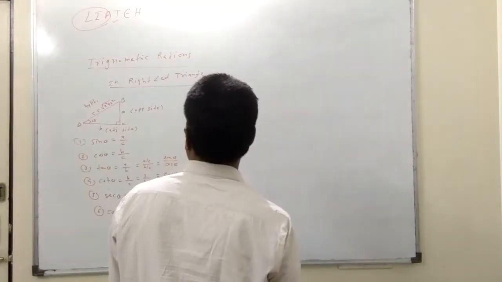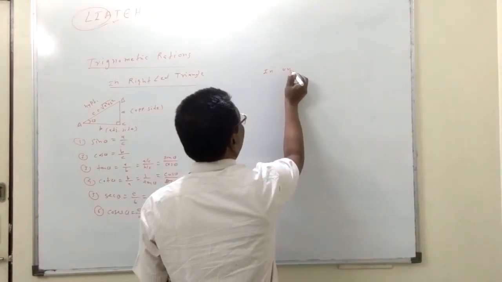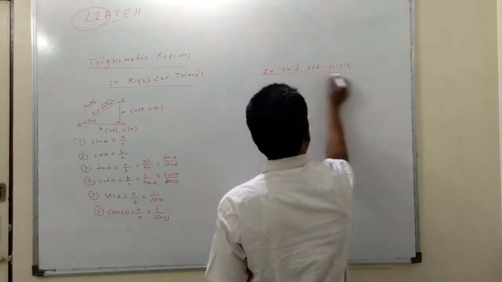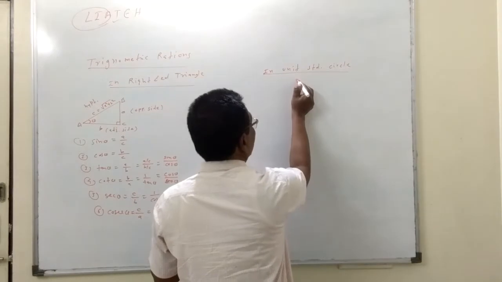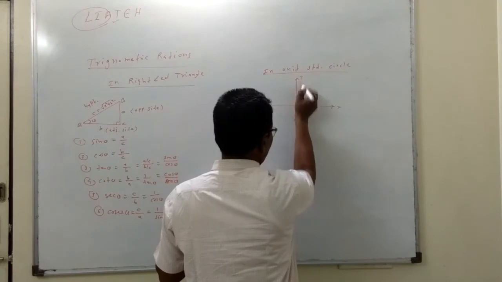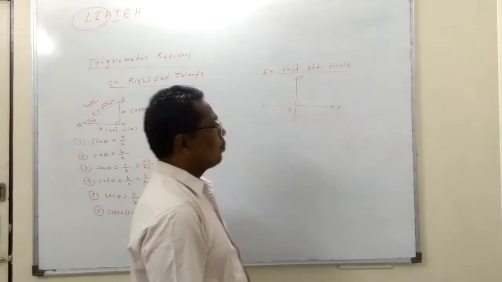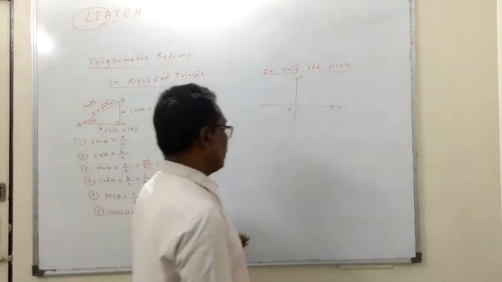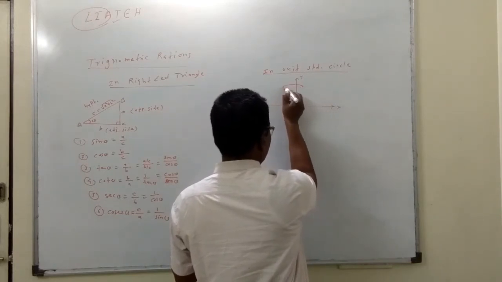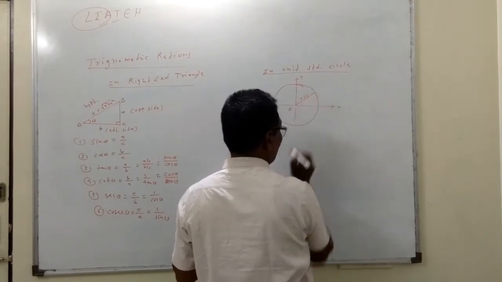Now the other method to define the trigonometric ratios is in the unit standard circle. So in the unit standard circle, you know the standard circle has its center at origin. The equation of the standard circle with center at origin and radius r is x square plus y square is equal to r square. Unit means the radius we will consider for that circle is 1. So radius r is equal to 1.